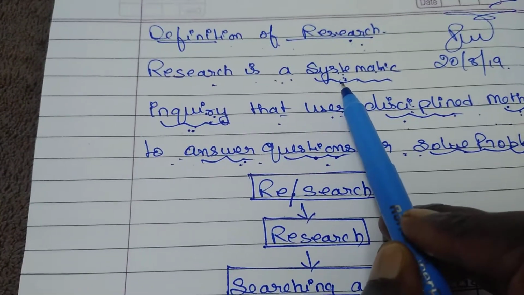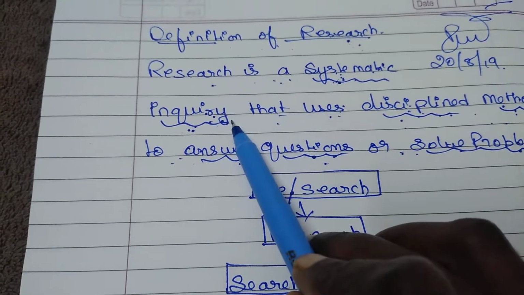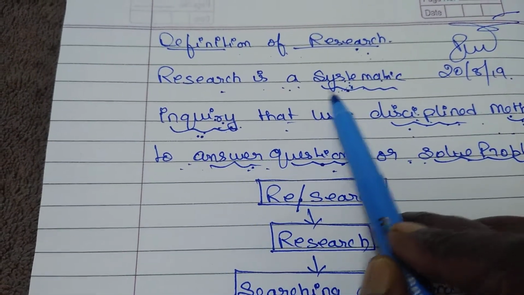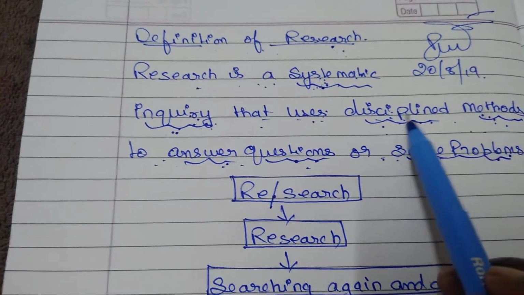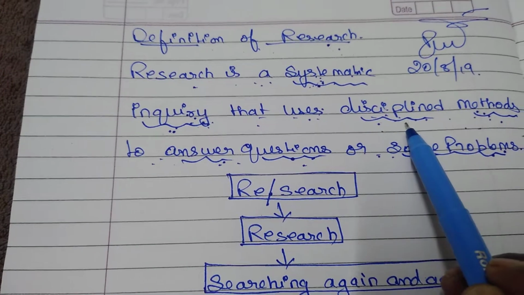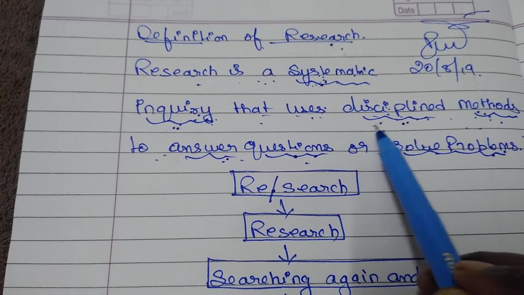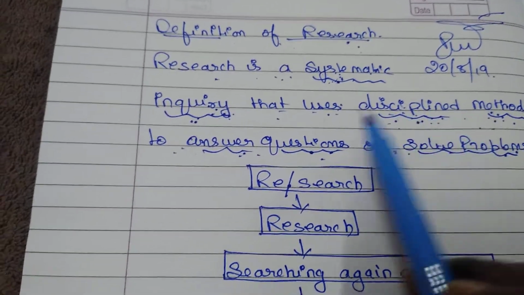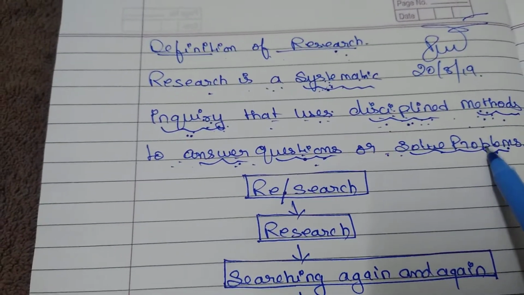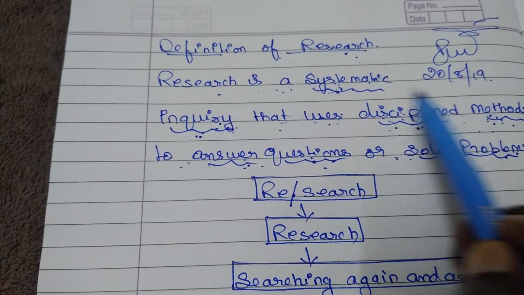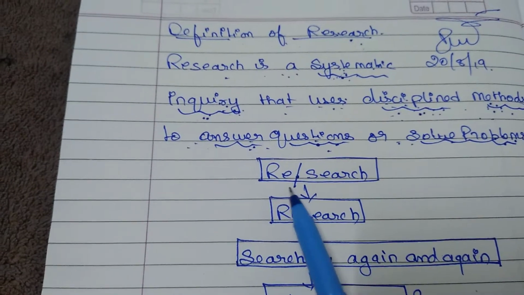The inquiry is done in a very systematic way, that is step by step, in order, okay? And when we are using the steps, those steps are disciplined methods. So it is a very disciplined way where, whatever type of research we are doing, the same discipline will be followed. And to answer questions or solve problems, we use this disciplined method in a systematic inquiry way. So at last, what is known as research?